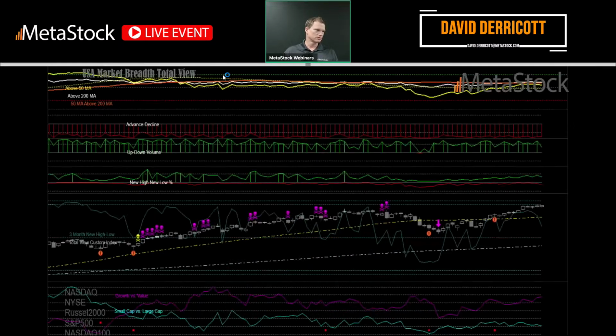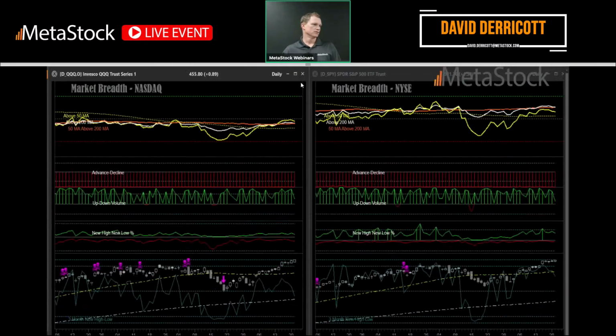So here's, like I said, the overall breadth market total view based on the Q Global, showing you where the ups and downs are within each individual composite index. Then you've got your market breadth for both the NASDAQ and the NYSE. You can see based on those different indexes where your advancing and declines are. That's these ones right here. And then you've got your up and down volume.